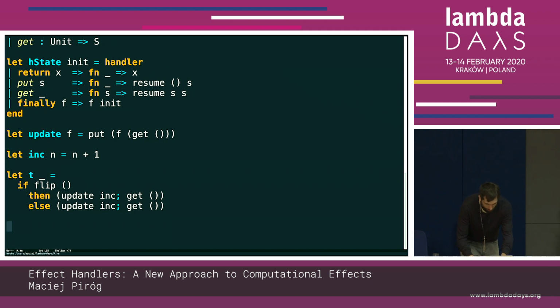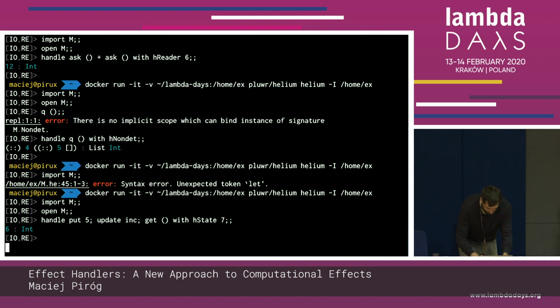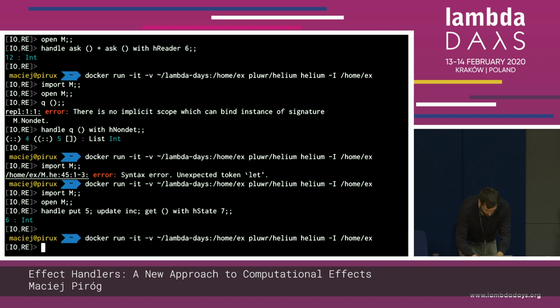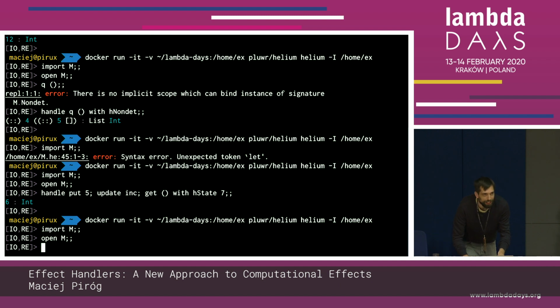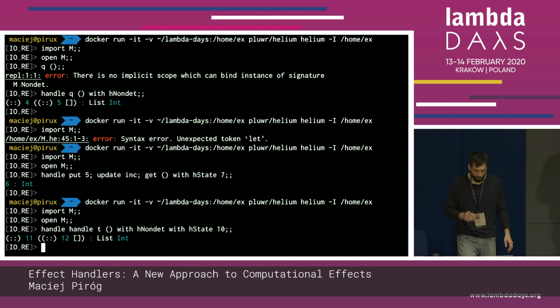And so we can say, okay, now of course I need to close this and open this again. I told you we don't have enough manpower to do all this boring stuff, like sensible file loading. I can do handle T of unit with H nondet with H state 10. All right? It's 1112. Handle T with H state 10 with H nondet.